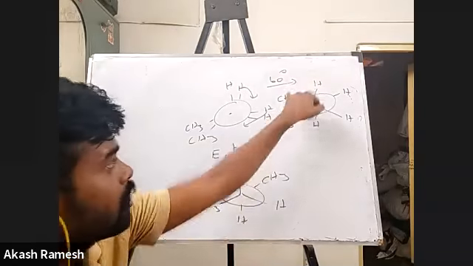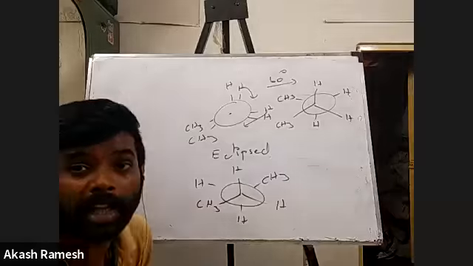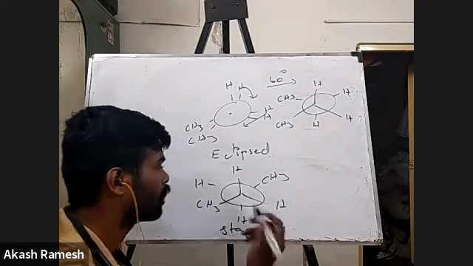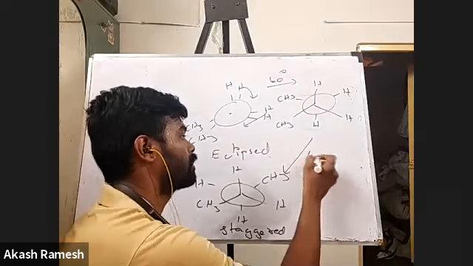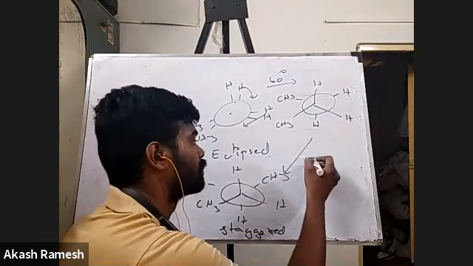Right? So now these two are not staggered. This and this are staggered. This CH3 and this CH3 are exactly staggered. So this is my staggered. So how will I get this? Basically this has to go another 60 degrees. So if I rotate this by another 60 degrees, not 60 degrees, actually it's 120 degrees.